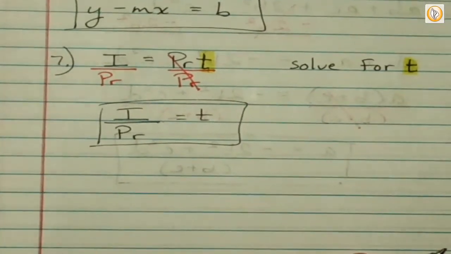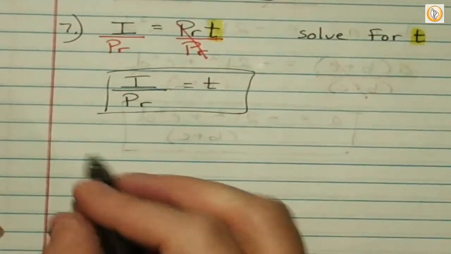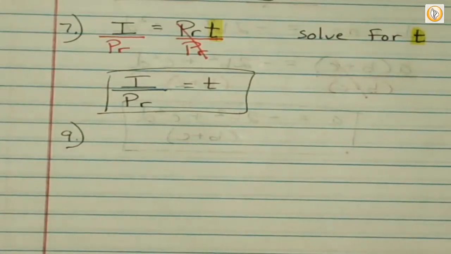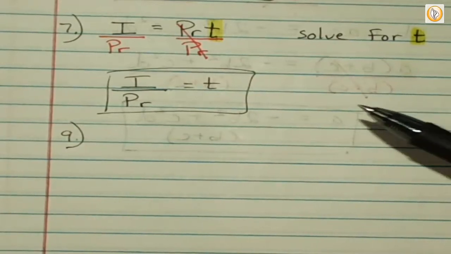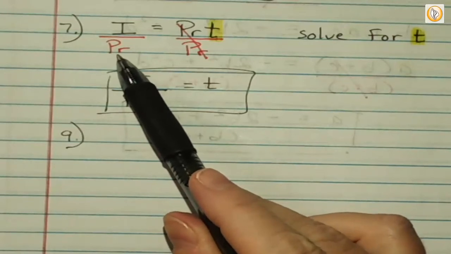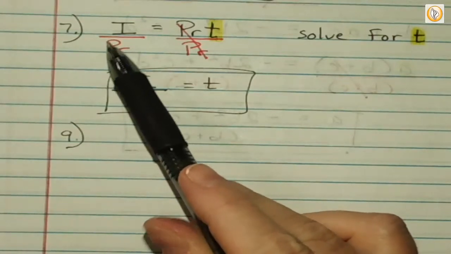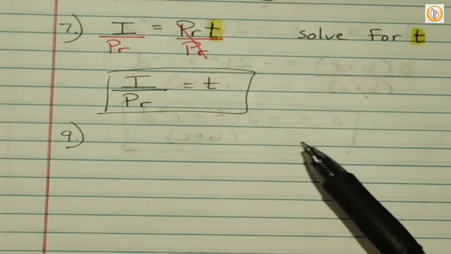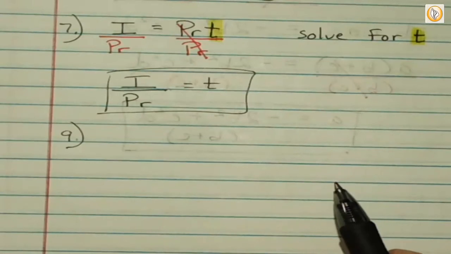Y'all got this? Question. What if you had moved the T over to the I? Why would you do that? Okay, that would not work, because then it'd be in the denominator, right? And then you'd have to take it out of the denominator, so you would multiply both sides by T, and you're back where you started. So don't do that.